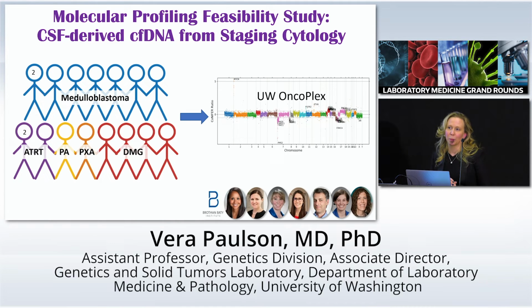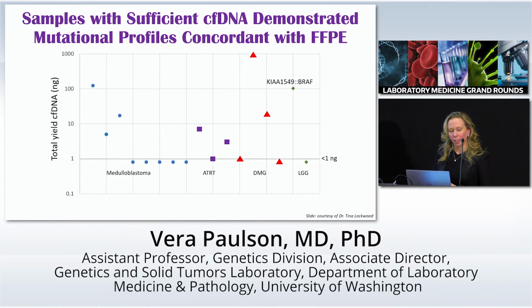The first was a feasibility study. There were about 15 patients, predominantly medulloblastoma, but we also had ATRTs and some low and high-grade gliomas, so pilocytic astrocytoma and a pleomorphic xanthoastrocytoma. And like I said, we put these on Oncoplex. We're looking at a graph here of what the yield of DNA was.